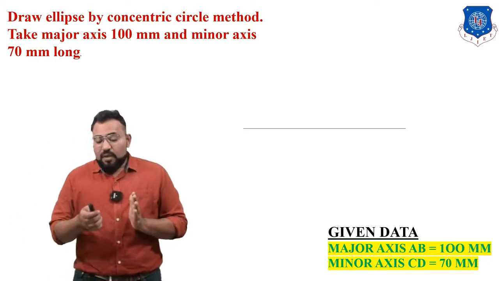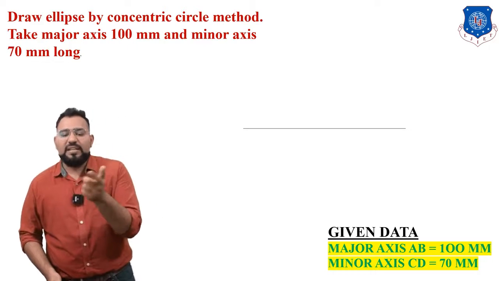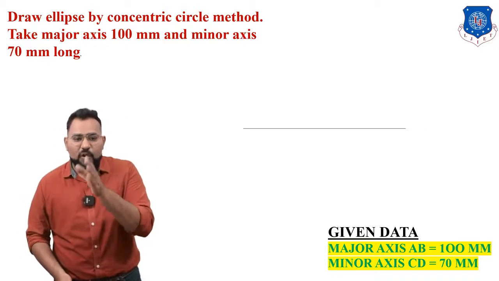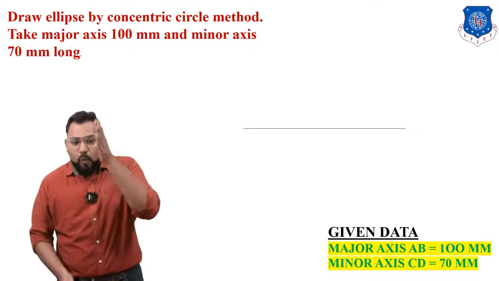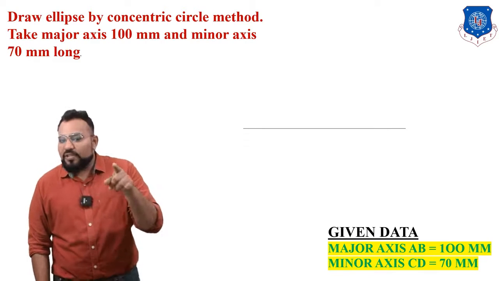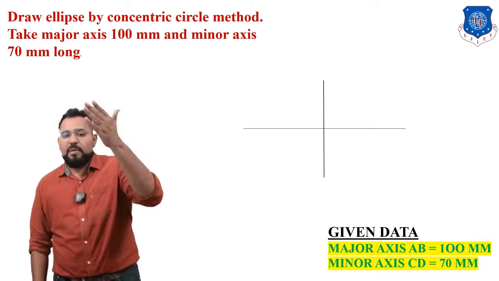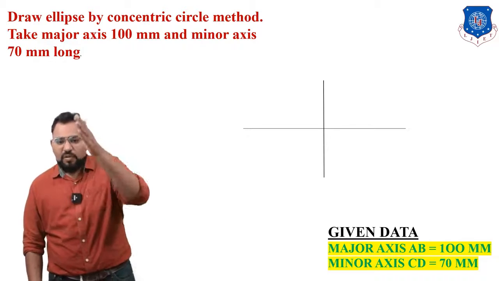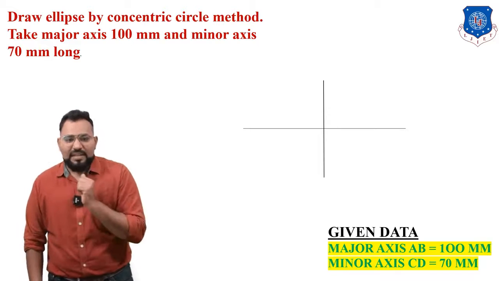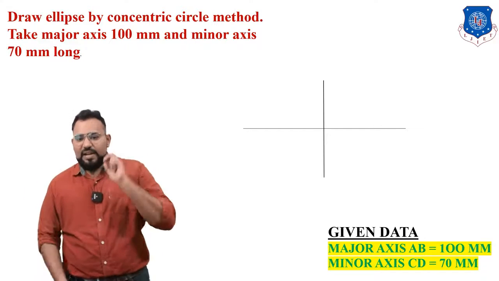Okay, now from the midpoint of the major axis, so midpoint will be what? If the major axis is 100 mm, midpoint will be 50 mm. From 50 mm, draw a vertical line equal to the minor axis, and we have the dimension of the minor axis as 70 mm. So from the midpoint draw a vertical line 35 mm above, 35 mm below. So now the horizontal line shows the major axis, which is 100 mm, and the vertical line shows the minor axis, which is 70 mm.